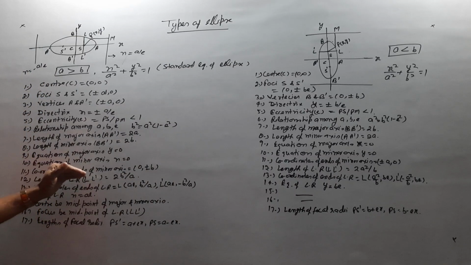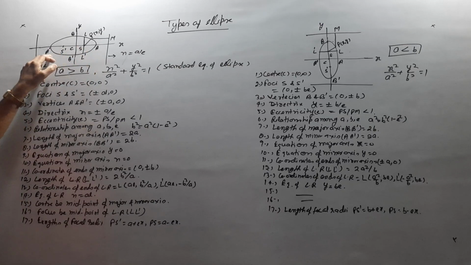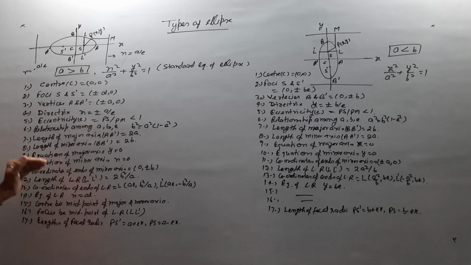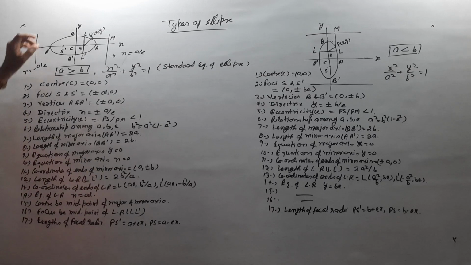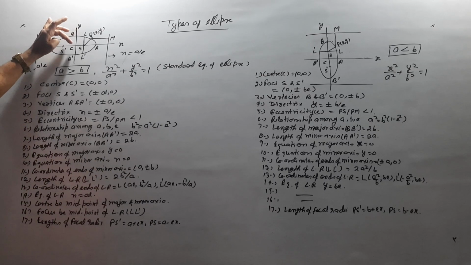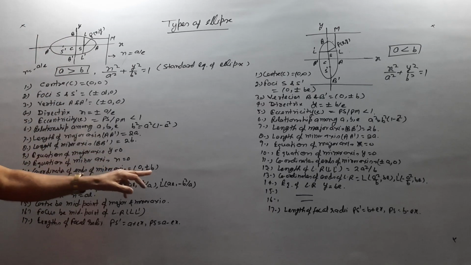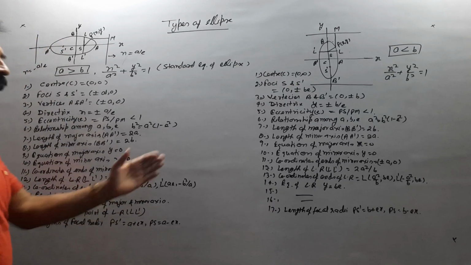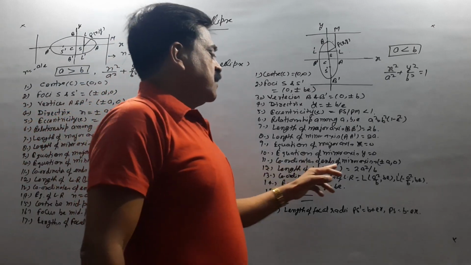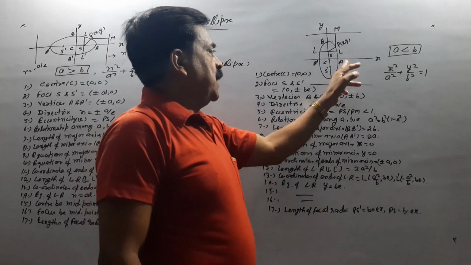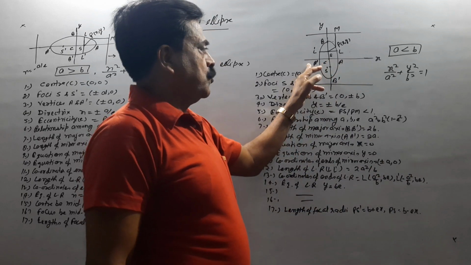Coordinates of ends of major axis AA dash, and minor axis BB dash: the ends B and B dash have coordinates 0 comma plus minus b, meaning 0 comma b above the center and 0 comma minus b below the center. Similarly here, coordinates of ends of minor axis AA dash are plus a comma 0 for this and minus a comma 0 for this.